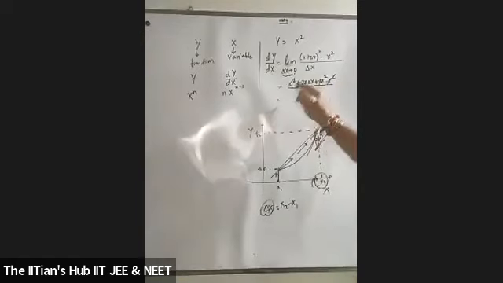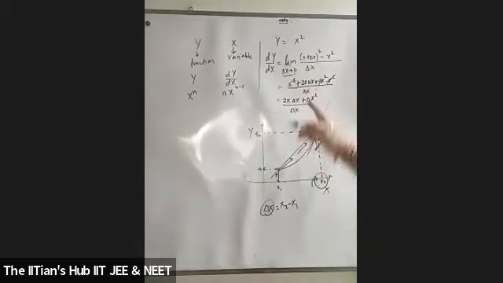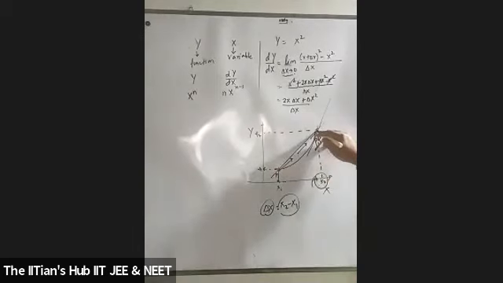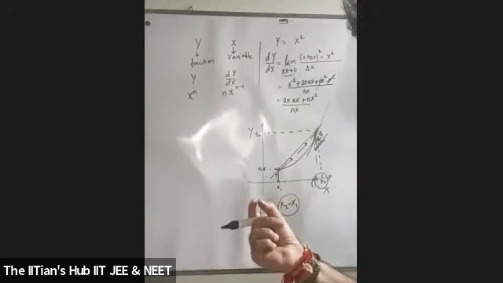Now see what my answer is: 2X into delta X plus (delta X) the whole square, upon delta X. Students, now tell me, is this change very large or very small? Bahut hi chota hai. Kyun? Kyunki point P ki taraf chala gaya. Point P, agar main point Q ki taraf leta hoon, to ye jo change hai, bahut hi chota ho gaya hai. It's a very small change.